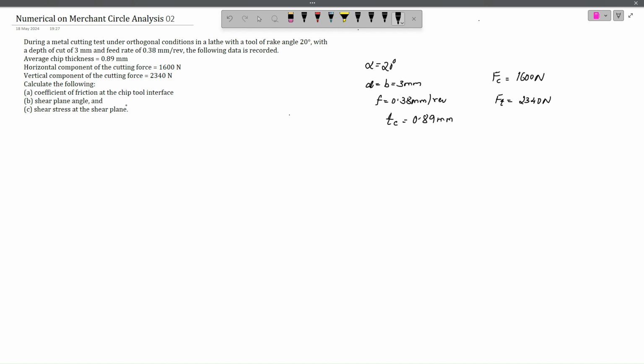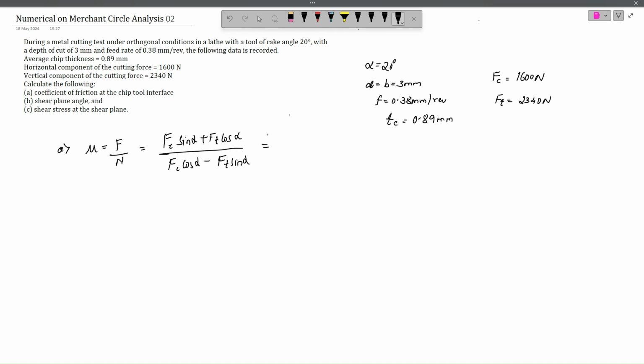After knowing the parameters given to us, now let us compute the values that are asked for. First we will consider the coefficient of friction. The coefficient of friction is given by the ratio of the frictional force to the normal force, and in turn we have separate formulas for the friction force and the normal force. The friction force is given by the formula Fc sin alpha plus Ft cos alpha, divided by the normal force, which is given by Fc cos alpha minus Ft sin alpha.